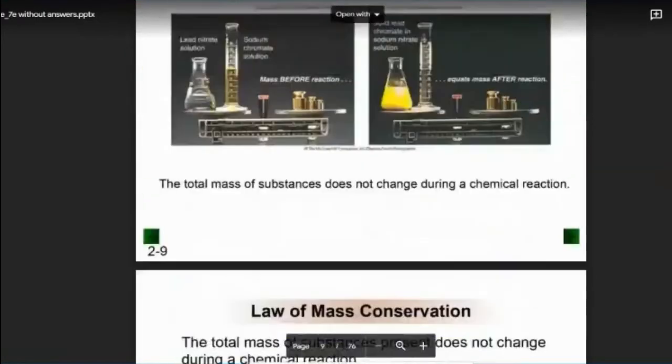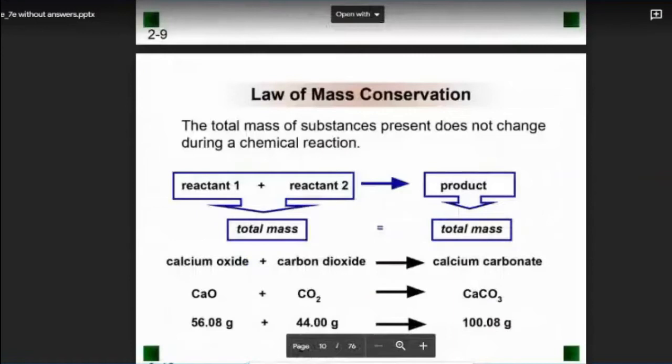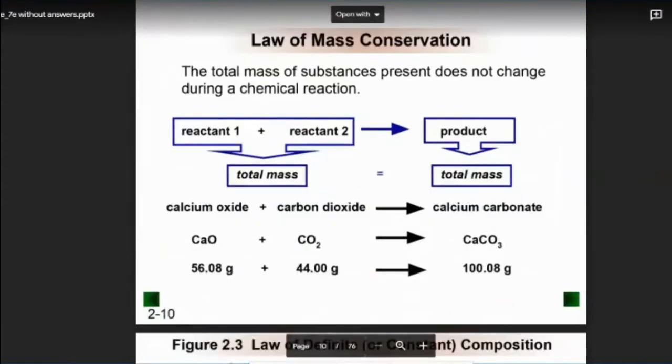The total amount never changes. Even if you burn something, what happens is some of the gases escape. And that's where we actually have it drop in weight, but we're not controlling the air that's actually being produced or put into it.